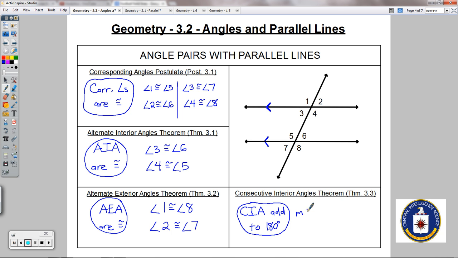So in this picture, 4 and 6 would be consecutive interior, and 3 and 5 would be consecutive interior. So I could say that 3 plus 5, not just the angles, but the measure of the angles. So that's important to include in there. Make sure you get the little m's in front of there. That would equal 180 degrees. And the measure of angle 4 plus the measure of angle 6 would also be 180 degrees. Remember that angles can be congruent to each other, but angles can't equal a number. Measure of angles can equal a number. All right, let's move on to our next slide.